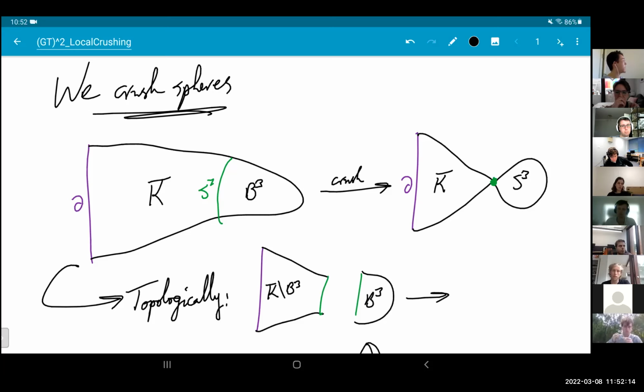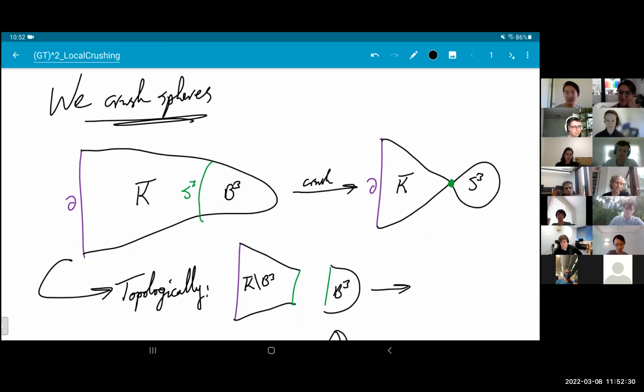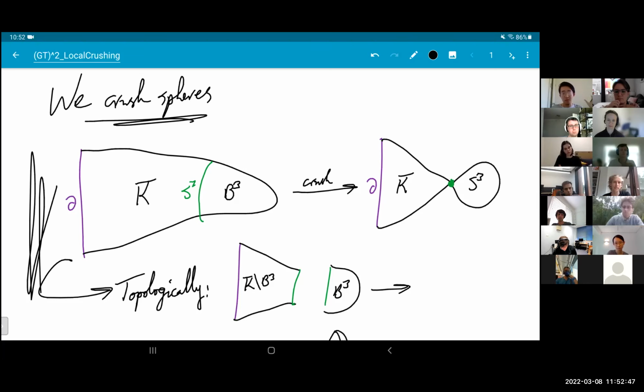Here's an example: in the last 2 weeks, I implemented handle body recognition. Ben just put it in the chat. This is also done by crushing. The idea is you look for spheres and disks. If you find a sphere, because it's a handle body, it's still a trivial sphere, so we have the same picture. Crushing the sphere basically doesn't do anything topologically.